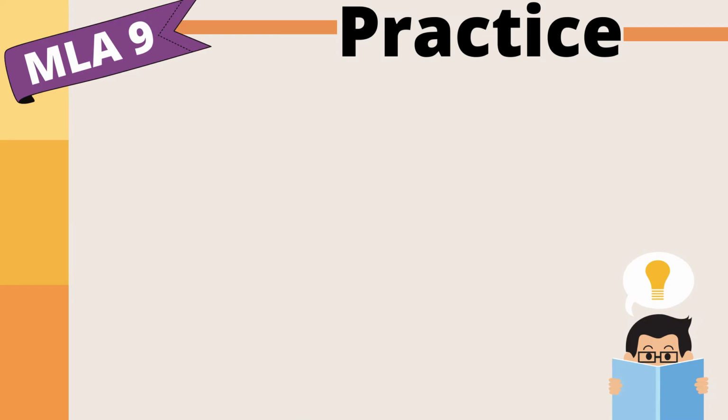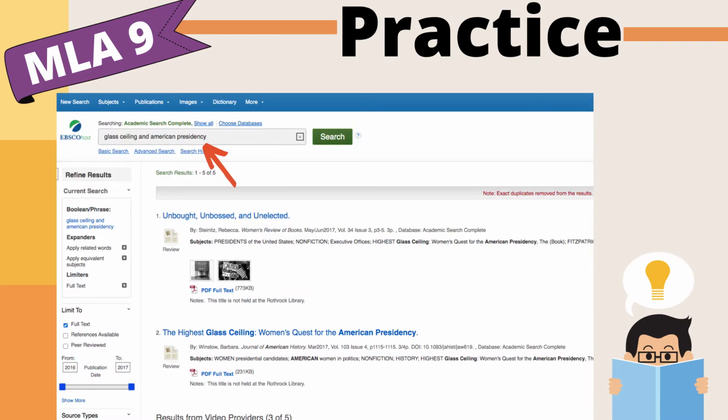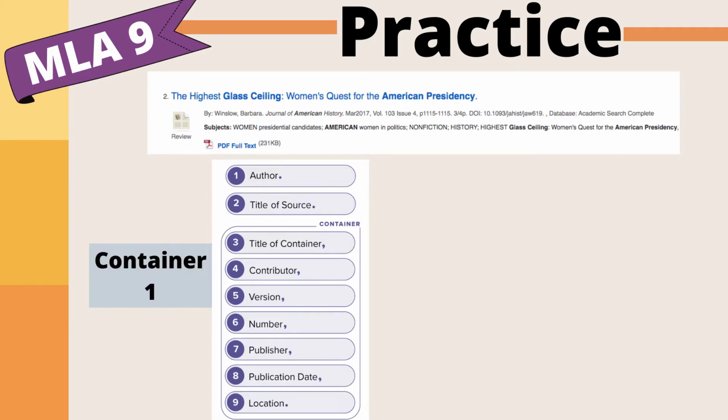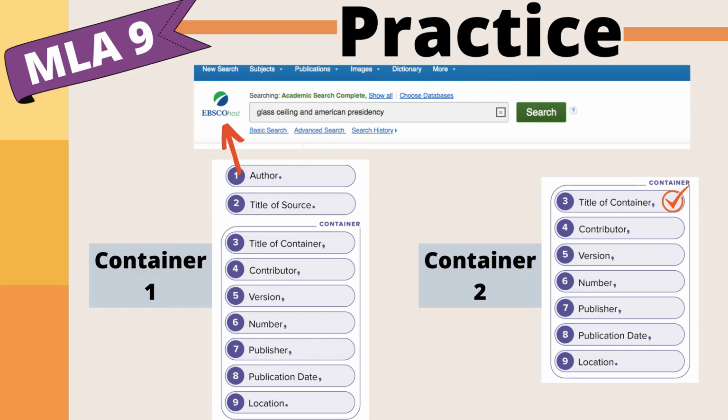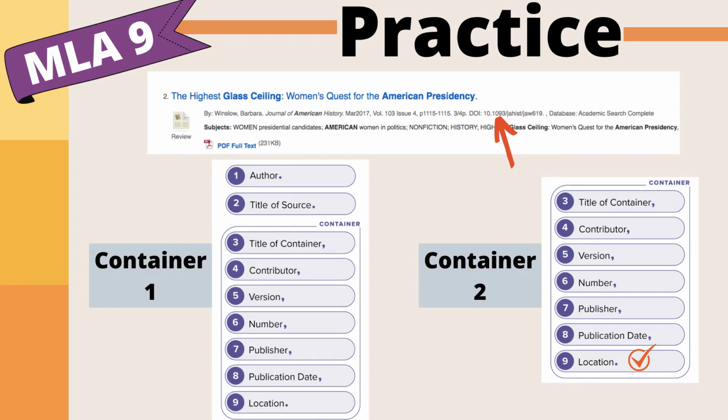A search of EBSCO using the search string glass ceiling in American presidency yields this search result. We can now fill in the relevant core elements. We have an author, Barbara Winslow, a title, The Highest Glass Ceiling: Women's Quest for the American Presidency, and we have a title of the container, which is the Journal of American History. We also have a version, 103, a number, 4, a publication date, March 2017, and a location, page 1115. We also have a second container because this is an article from a database, and the title of the second container is EBSCOhost. There's also a location listed, and this is the DOI.